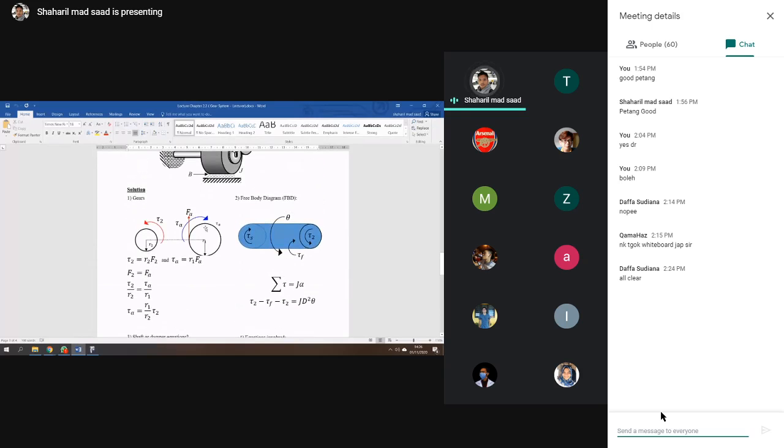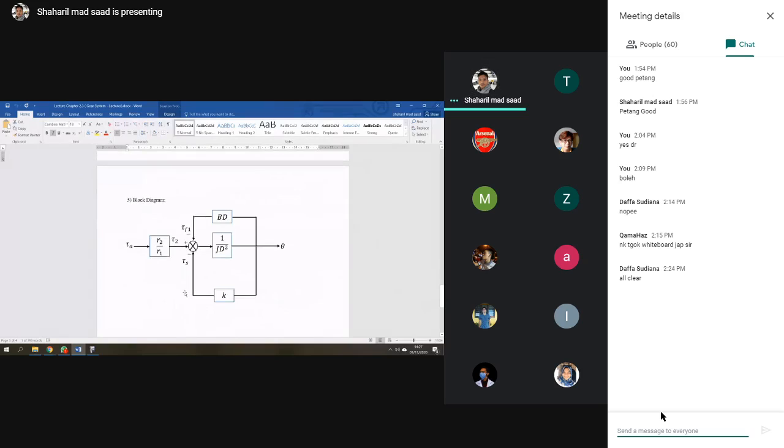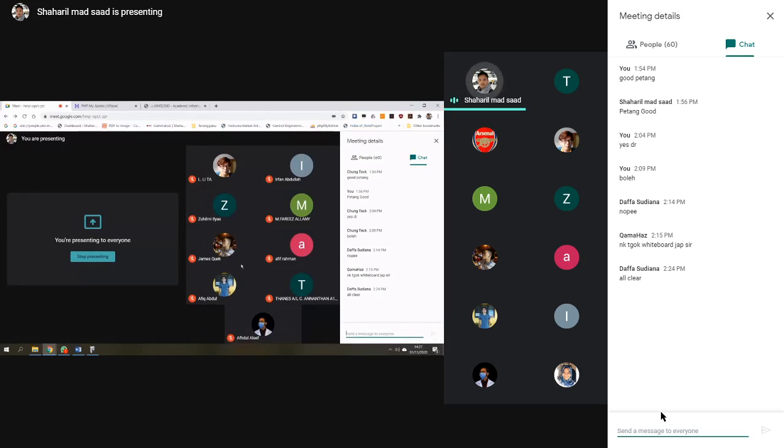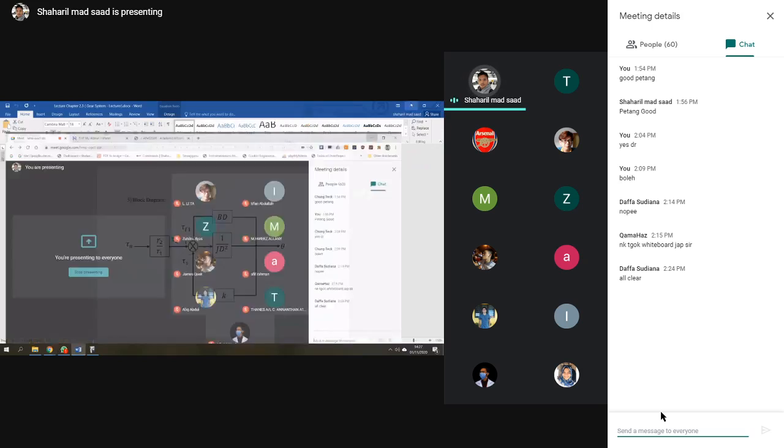You can look at my notes again. The F2 is equal to FA, because of Newton's third law. Any question? No? All clear. Good, I'm glad to hear that.